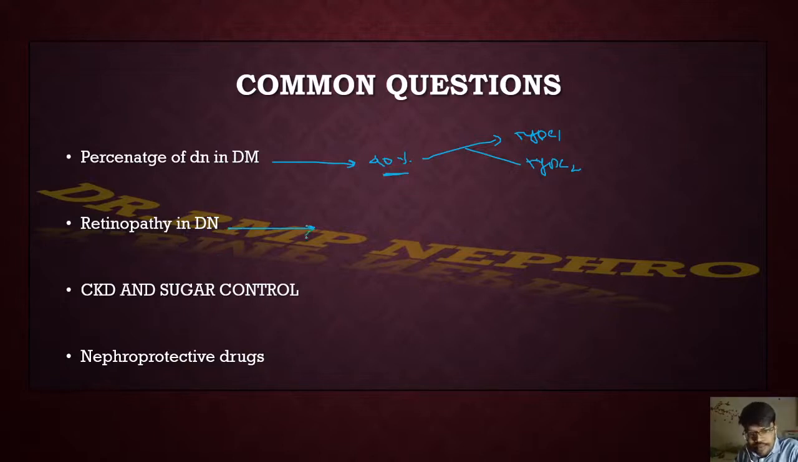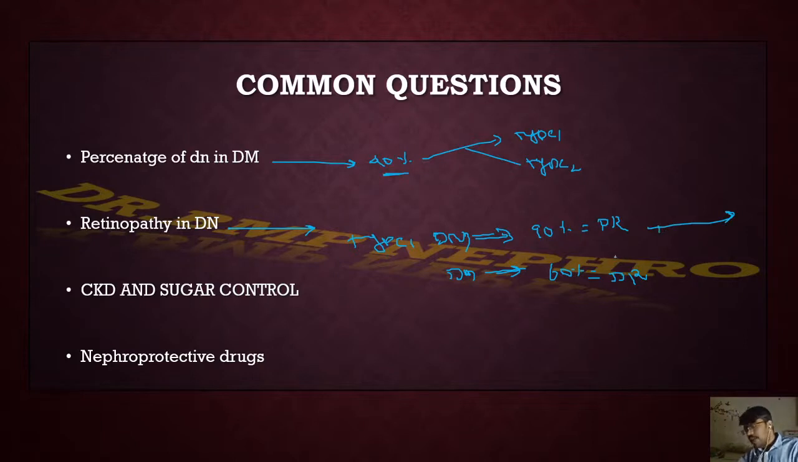What is the percentage of retinopathy you will get in the case of diabetic nephropathy? Suppose if it's a type 1 patient, in a case of diabetic nephropathy, 90% might be having diabetic retinopathy. Whereas in the case of type 2 diabetes mellitus, if the patient develops nephropathy, only 60% might be having diabetic retinopathy. And regarding the timeline, Robinson classification, that is basically for type 1 diabetes, not for type 2 diabetes.